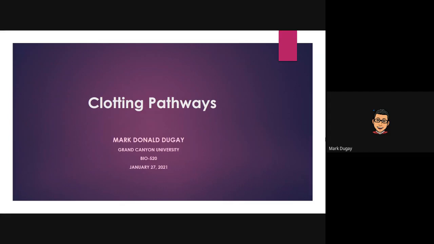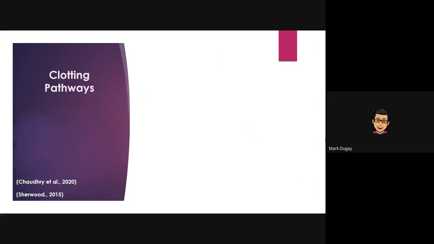In this presentation, I'll be explaining an aspect of cardiac physiology, specifically on clotting pathways. Clotting pathways, also known as coagulation pathways, are a cascade of events that lead to hemostasis. The complex pathway allows for rapid healing and prevention of spontaneous bleeding or hemorrhage.